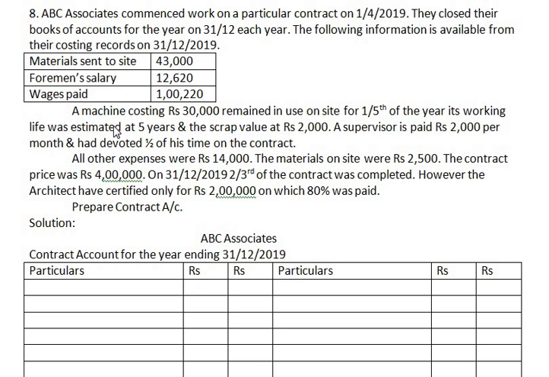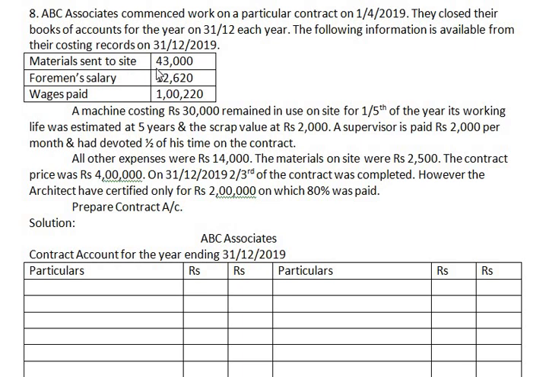This will be your last problem on contract costing so that our first unit will be completed. Okay, so here is the problem. ABC Associates commenced work on a particular contract on 1st April 2019. They closed their books of accounts for the year on 31st December every year. The following information is available from their costing records on 31st December 2019.